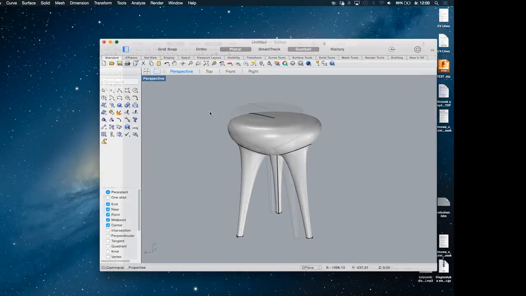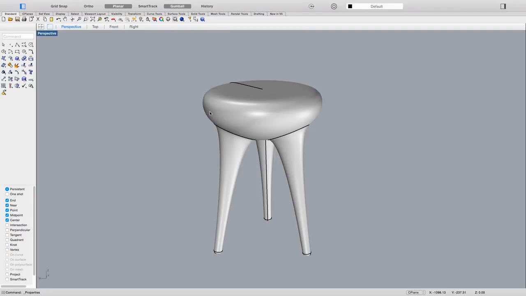Okay, let's go back to our chair form. Now we are going to test it to prevent a bad draft angle. What does it mean? If you are creating for industry, which is for example mass production, you have to think about many different kinds of problems. One of them is a draft angle. Draft angle is the angle which will allow your object, your product, to go out of the form, of the mold form.